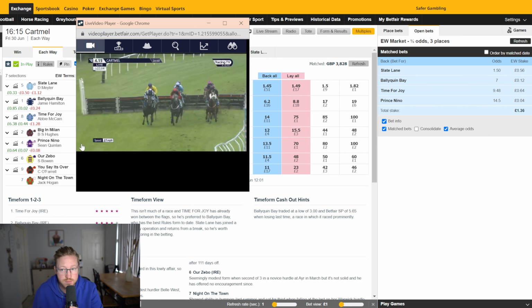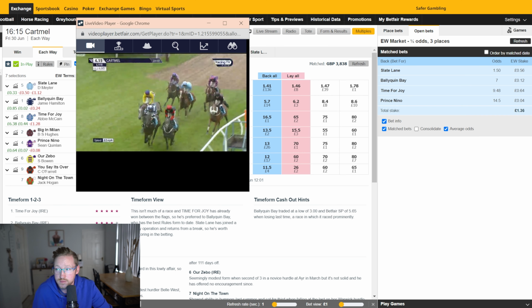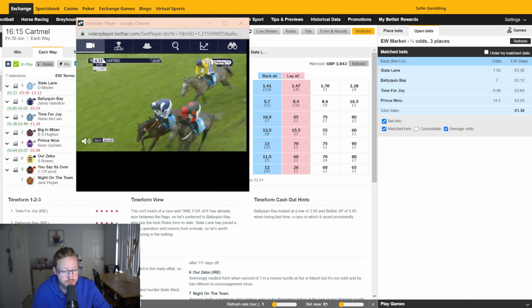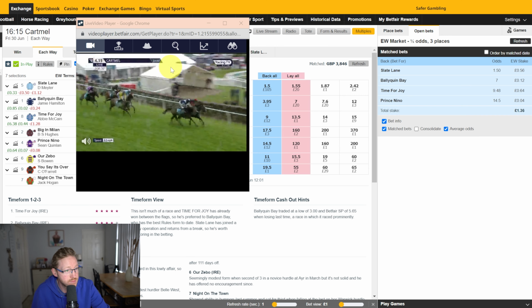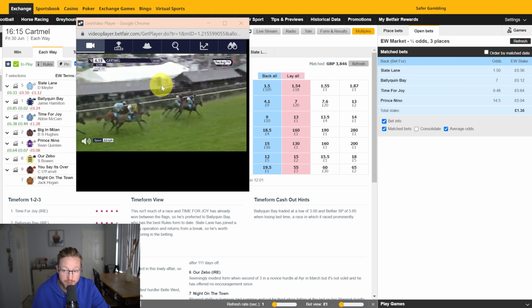Watch this. If we look over here to the left, I have a wee cursor thing. I'm going to see if I can get it up. So Slate Lane currently winning here. They've completed their first circuit. Let me check to see how long this race is. It could be quite boring.